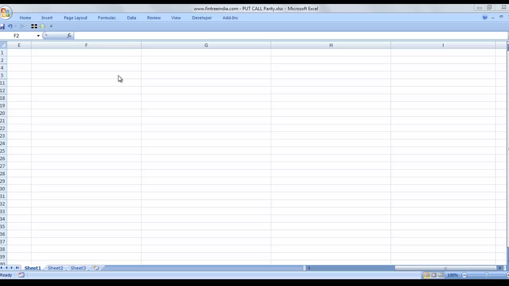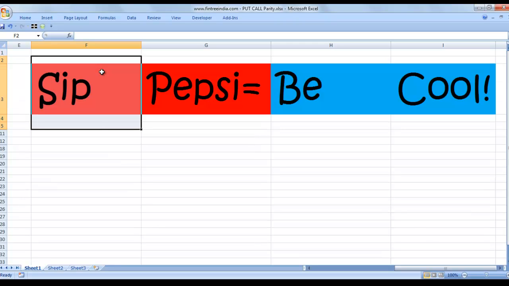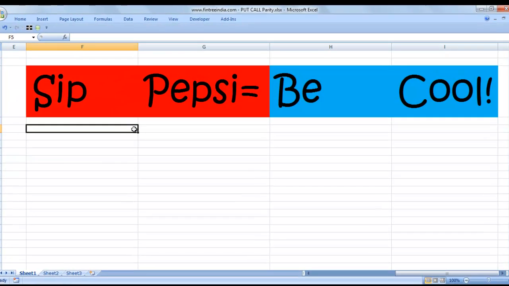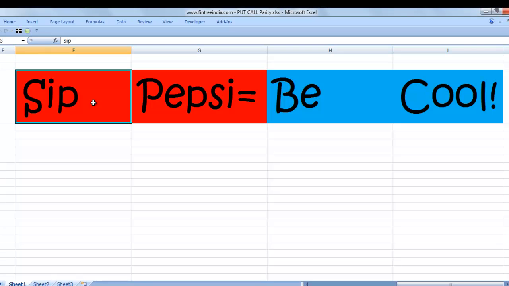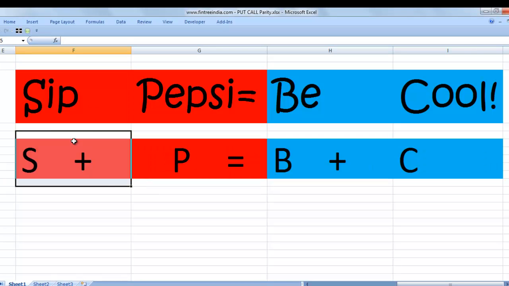And what is the technique? The technique to remember put call parity is simply: sip Pepsi, be cool. Sip Pepsi, be cool. But what does sip Pepsi, be cool mean? It means S plus P is equal to B plus C. So how do we put this to use?